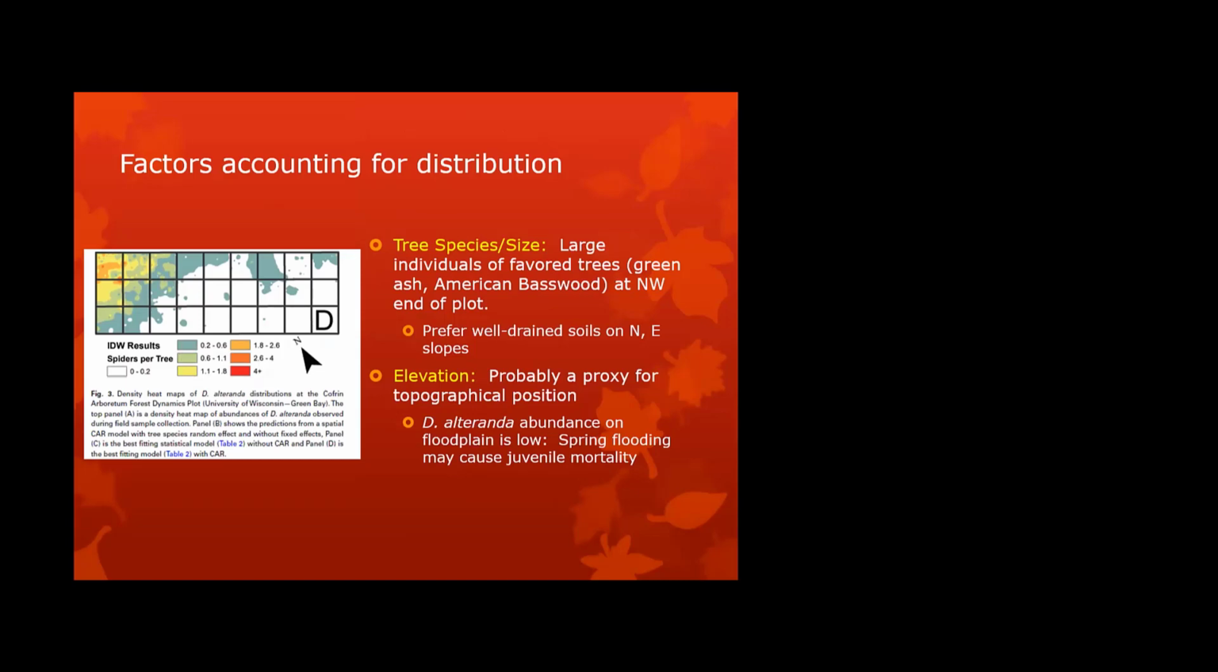The reason why there are not very many spiders down at the southern end of the plot is because of elevation, which is weird because there's only a few meters of elevation difference. So really, elevation is a proxy for topographical position. In my experience, you can't catch Drapetisca on floodplains, and I think it's because in the springtime, the flooding causes a lot of juvenile mortality. So that's what we think is going on here.